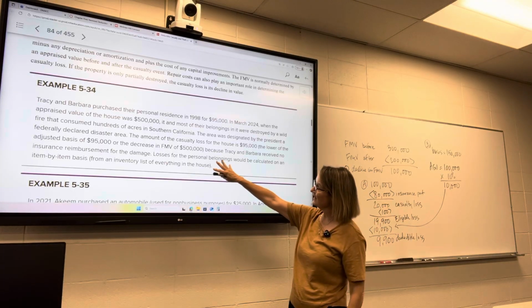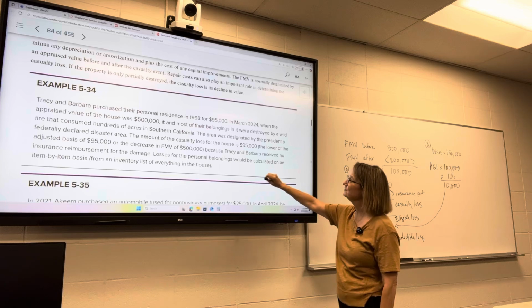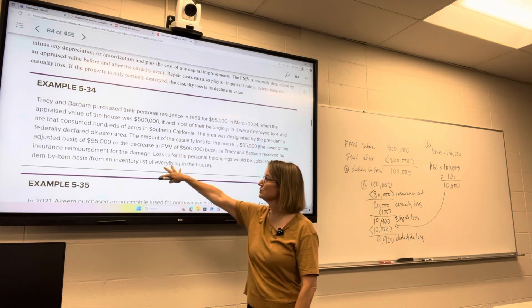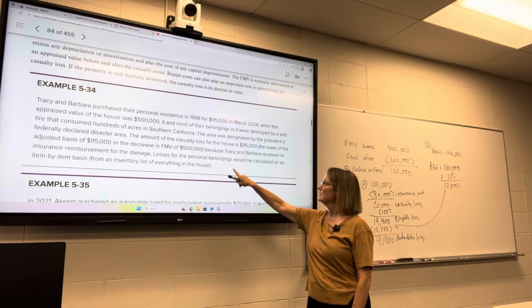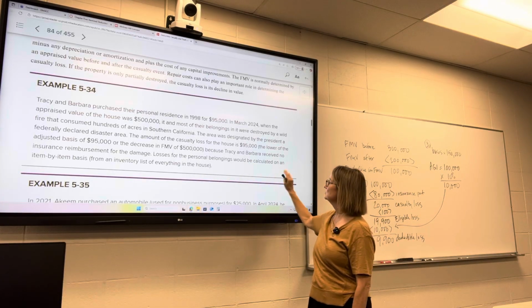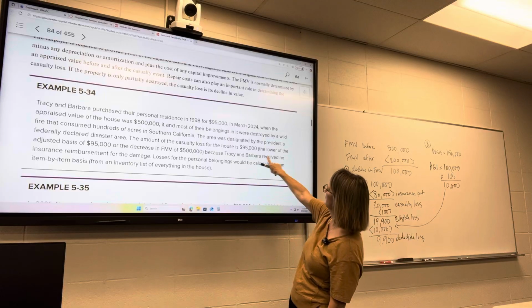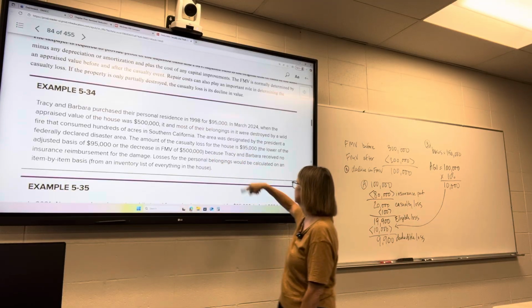So $95,000, or the decrease in the fair market value of $500,000, because they received no insurance. In this case, they received no insurance reimbursement for the damage. The losses for the personal belongings would be calculated on an item-by-item basis. So the casualty loss in this case would be $95,000.